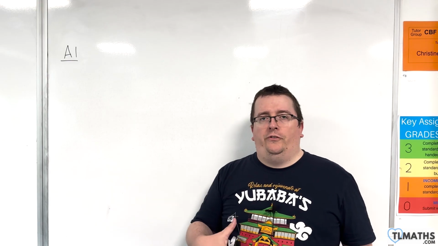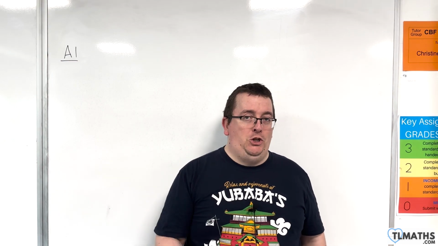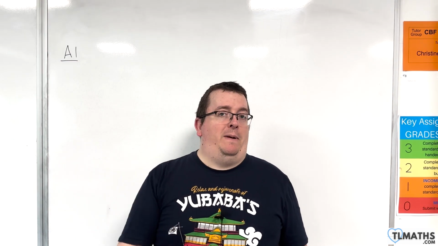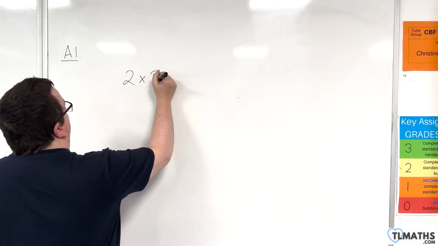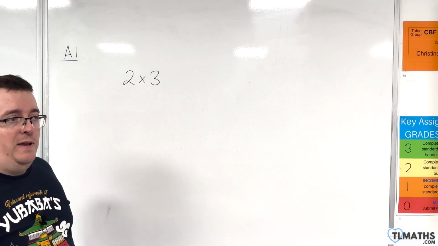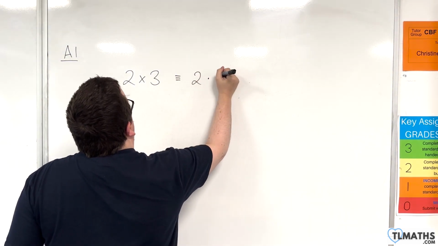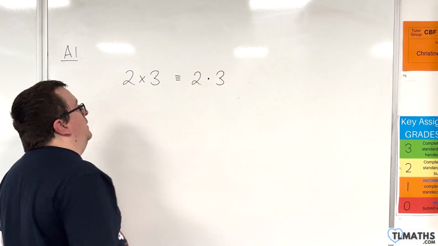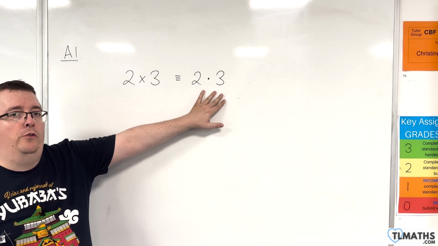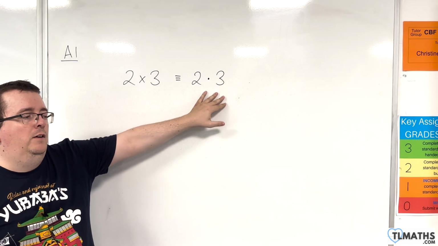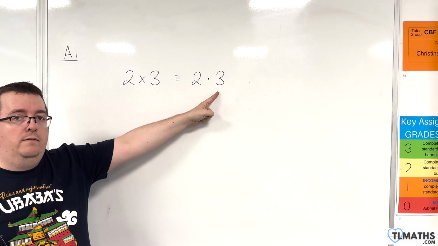Now, the multiplication symbol isn't the only symbol that is used to represent multiplication in mathematics. 2 times 3 can also be written using a dot notation like this. So 2 times 3 can be written as 2.3, essentially, although we don't really tend to say dot. We just say 2 times 3, okay?